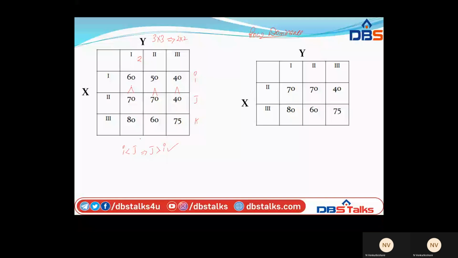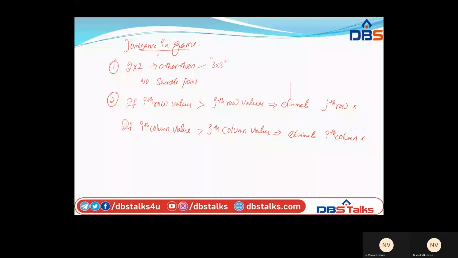In any other values, see third, I mean k is greater than i. Okay, k is greater than i. See, 80 is greater than 60, and 60 is greater than 50, and 75 is greater than 40. So what is the condition? If the ith row is greater than the jth row, we need to eliminate the least one. See here, which one is the highest? i is greater than j, so i is the highest.